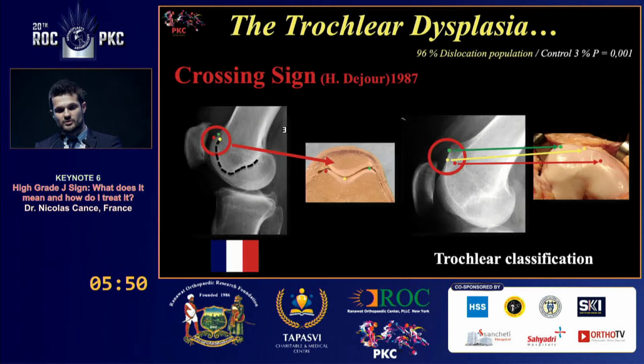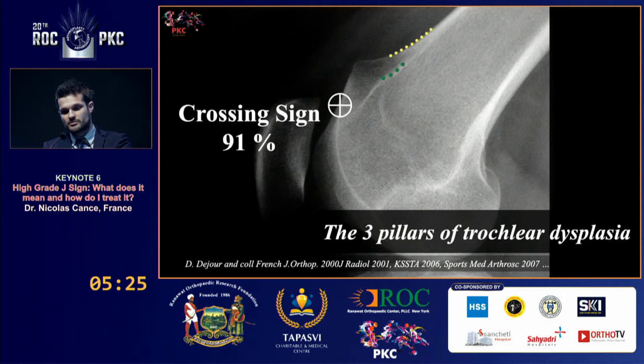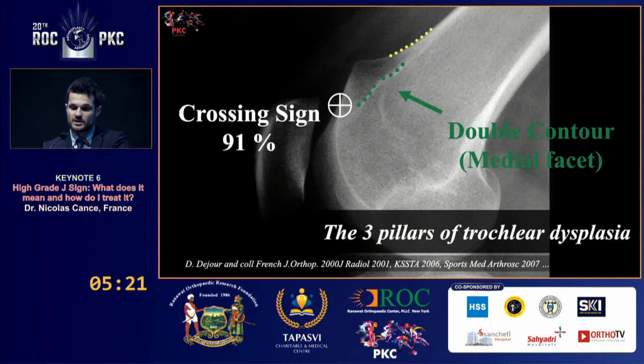Once you have good imaging, you will look at every sign of the trochlear dysplasia in order to classify it. The first sign is the crossing sign, which is present in almost all of your patients. You will see a cross between your trochlear groove and your femoral condyle. Here you can see the yellow point, which means the crossing sign on the right imaging. Once you have your crossing sign, you will look at every other pillar of the trochlear dysplasia.